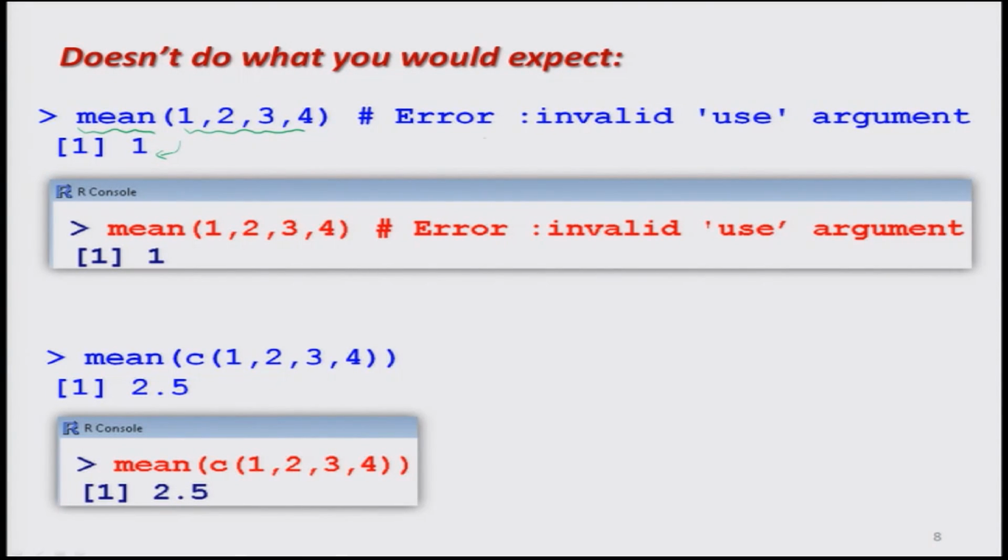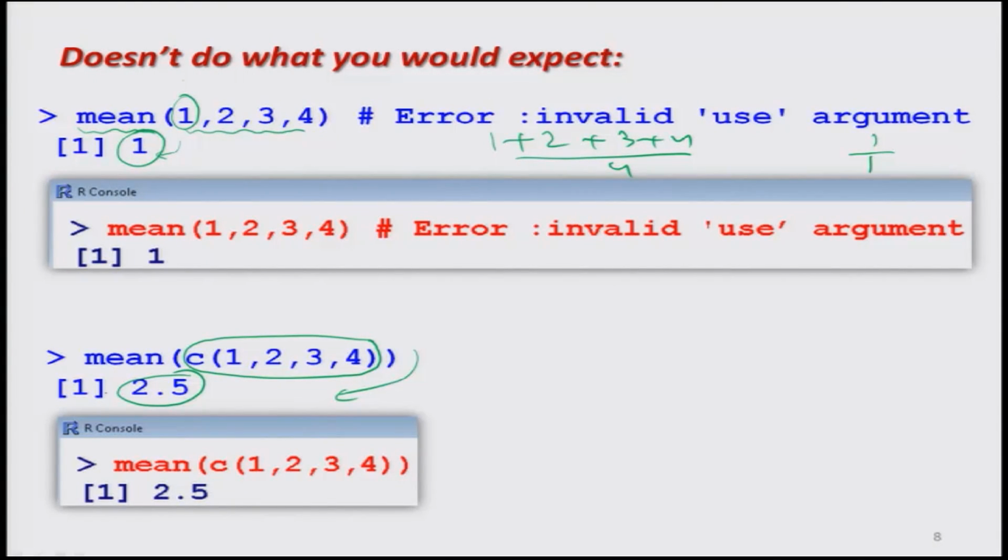But the mean of 1, 2, 3, 4 is not 1, because this is 1 plus 2 plus 3 plus 4 divided by 4. So, the reason is that when you are not using the c command, the combine function, then only the first element is considered, and it finds the mean of only the first element, that is 1 upon 1, which is equal to 1, right. And the proper way to find out the mean of 1, 2, 3, 4 is to write all the values inside the vector by using command c, and then find the mean, and you will get the correct value. And here are the screenshots, so you can try it yourself.